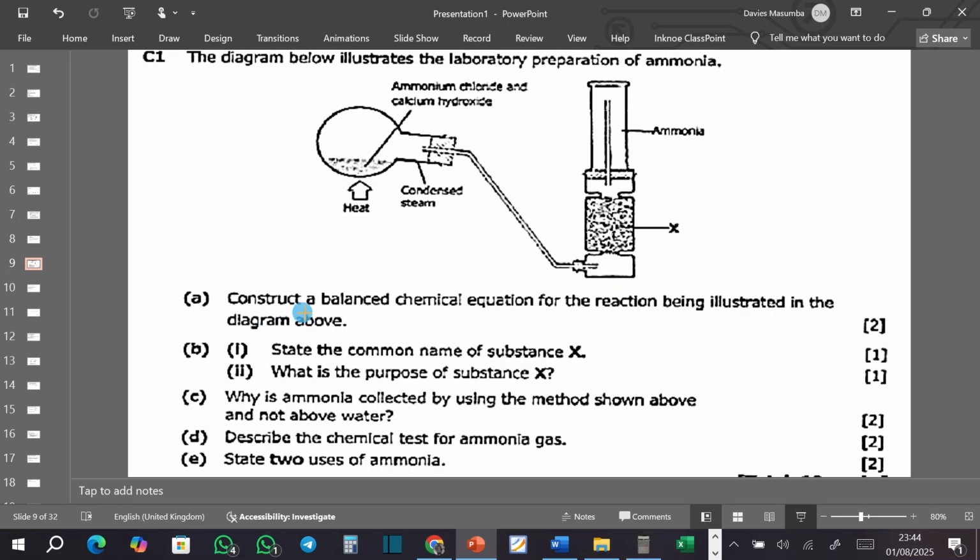Then A, they are saying construct a balanced chemical equation for the reaction being illustrated in the diagram above. So remember, ammonia is formed by reacting a base and an ammonium salt. Calcium hydroxide is a base, then we have an ammonium salt. What are the products? One, you should have water, then another one should be ammonia, then another one is a salt.